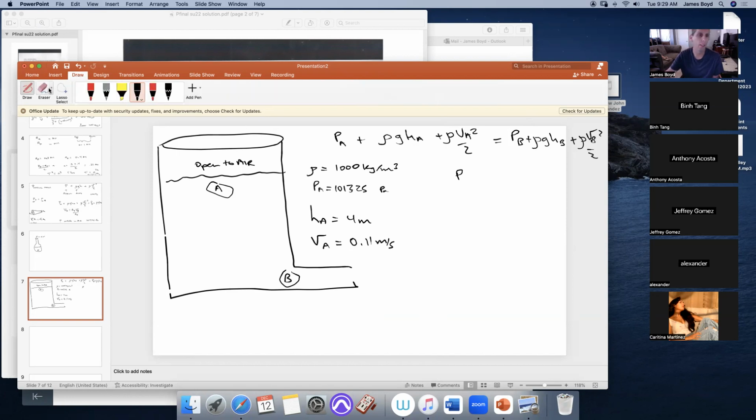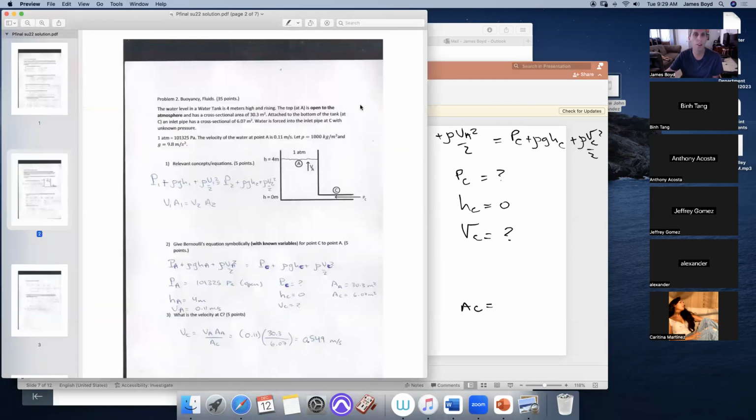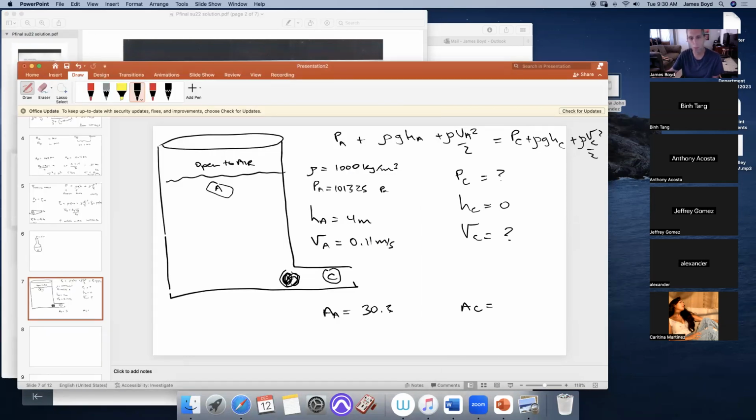I'm sorry, I called this B. I keep trying to do that. These are actually C's, by the way it's labeled. So the pressure at C, I don't know. The height at C, I do know is 0. And the velocity at C, I don't know. The last thing that I do know is that the cross-sectional areas at A and C were 30.3 and 6.07 meters squared.